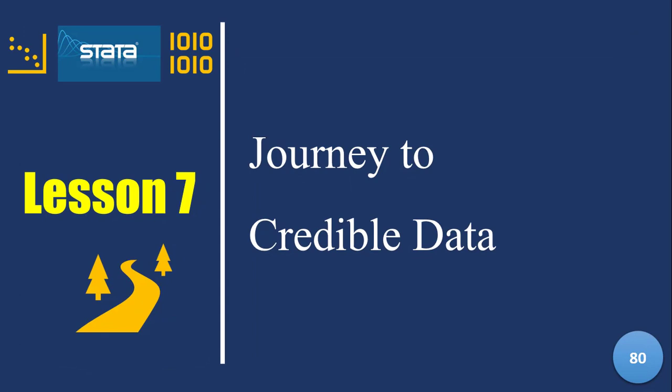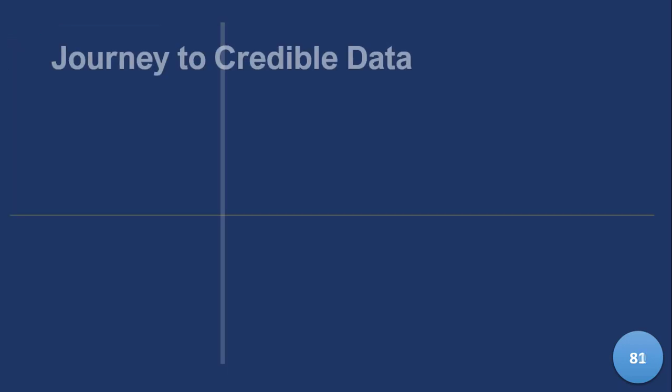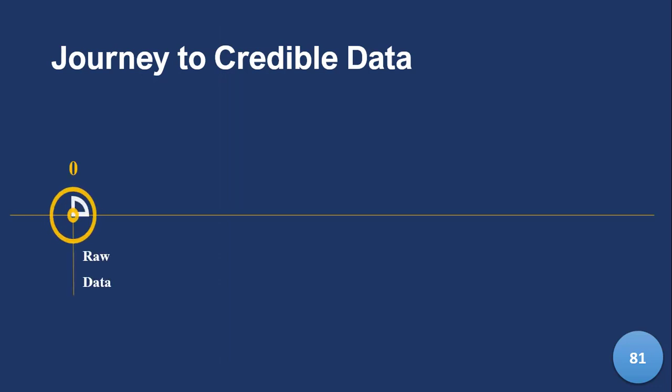So welcome to lesson 7. We are looking at the journey to credible data. So it's just like a continuum, you know. The journey usually starts with what we call the raw data, whether it is from routine data or from survey data. It comes out raw.